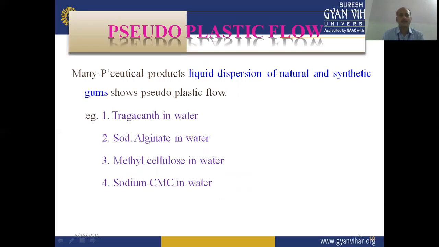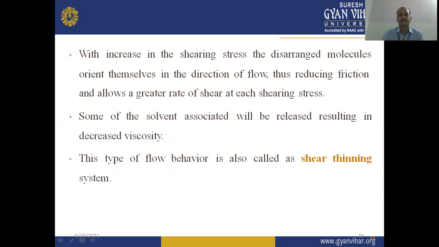Examples of these types of systems are tragacanth in water, sodium alginate in water, methyl cellulose in water, or sodium carboxymethyl cellulose in water. So different liquid dispersions of either natural or synthetic gums are the examples of pseudoplastic behavior or pseudoplastic systems. They are generally used in different formulations for enhancement of rheology or viscosity of the material or dispersion.